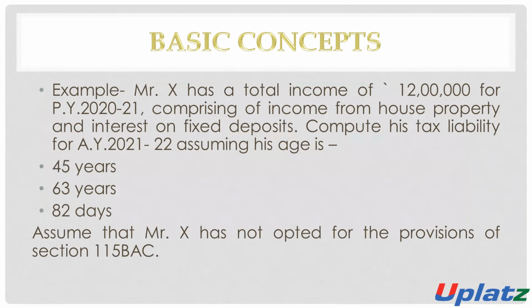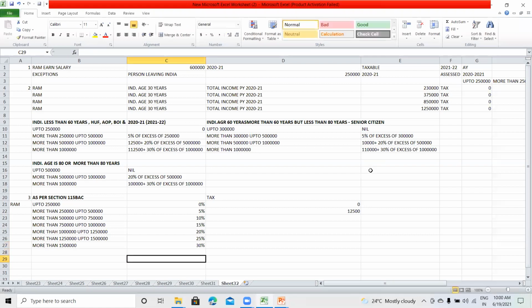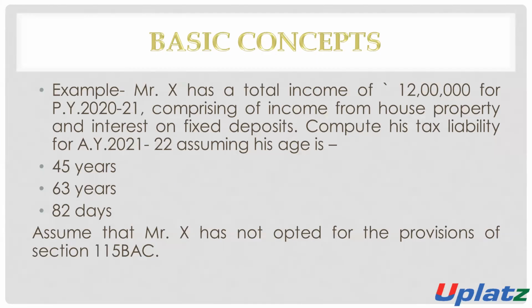Now we will discuss it by way of an example. We will discuss the calculation of tax as per section 115 BAC on the basis of this example. Mr. X's total income is 12 lakh rupees in the previous year 2024-25, comprising income from house property and interest on fixed deposit. That means this 12 lakh rupees contains income from house property and interest on fixed deposit.